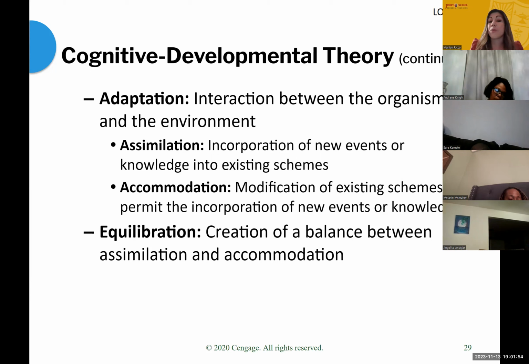And then it says equilibration is the creation of a balance between the two. It's basically you learning how to do things in new environments from the information that you have from old environments, and you figure things out. You figure out how to act and how to be in that environment on your own. You have to be able to cognitively develop and know that, right?